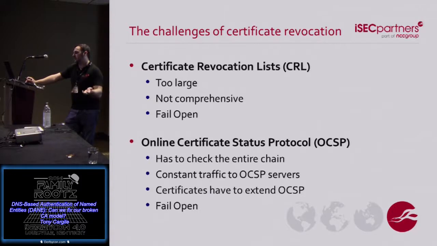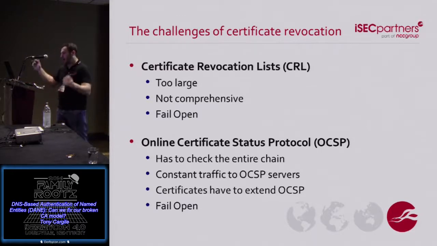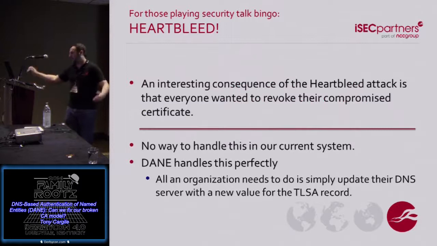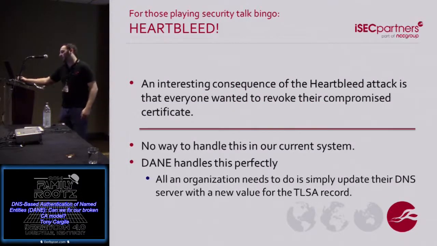So the answer is that neither one of these actually protects the client from a revocation unless it's something that's really highly publicized, like say DigiNotar. So for those playing Security Talk Bingo, let's talk about Heartbleed. One of the byproducts of Heartbleed was that everybody wanted to revoke their compromised certificates. Everyone was like, oh, we've been hacked. So how does somebody like Chrome, like Google, handle millions of websites trying to revoke their certificates all at once?